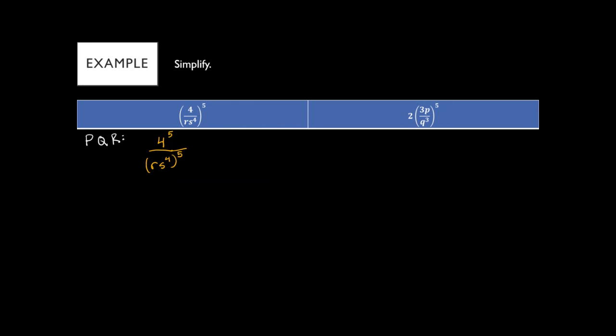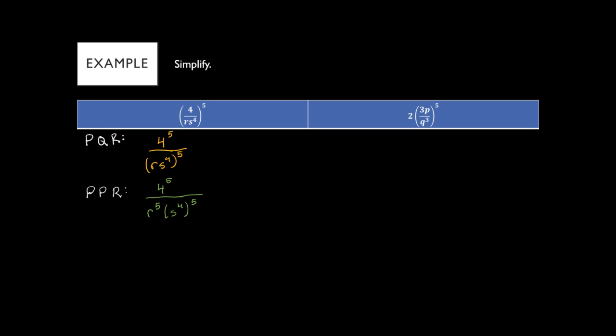Okay, so I need to use the power of a product rule in the denominator. Power of a product rule. So the numerator is staying the same. And I'm going to just change colors here so it doesn't get too confusing with all the fractions. So the r gets the 5th power, and then s to the 4th gets the 5th power.